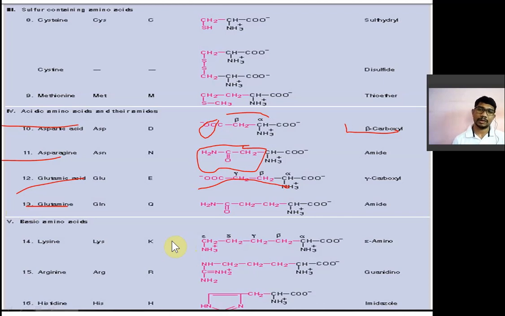Lysine, arginine and histidine: LAH. You can remember LAH. For sulfur containing amino acids, you can remember C square M.